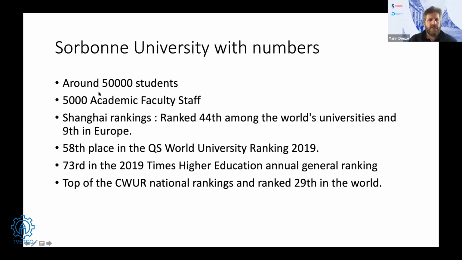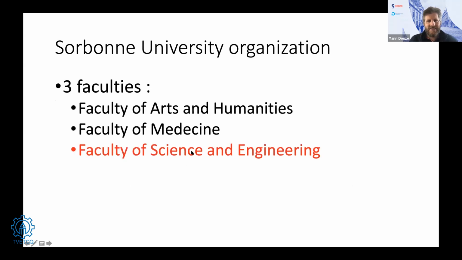Okay, there was a little error. Around 50,000 students, and we have 5,000 academic faculty staff. No, sorry, that is for the total. We have some good rankings in the international rankings. In the Shanghai ranking, we were 44th last year, though that's not up to date. Here you can see the ranking of our university in different international rankings.